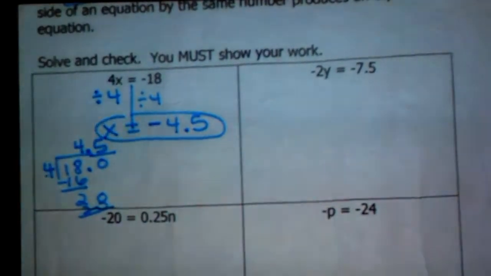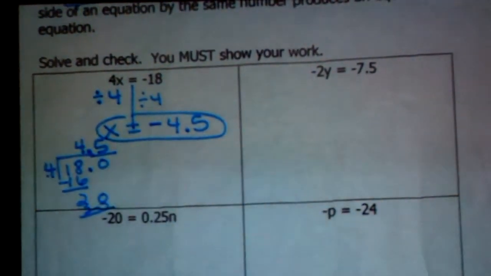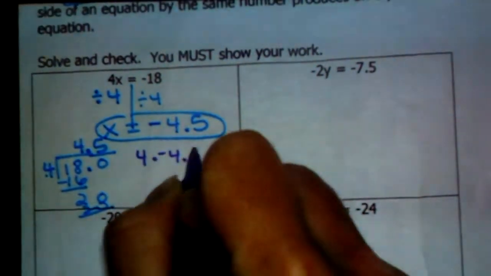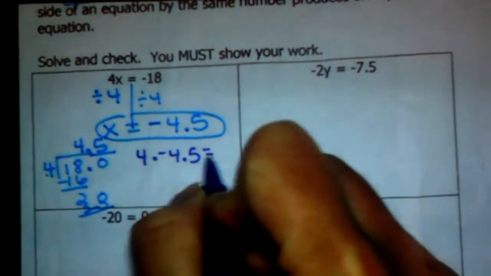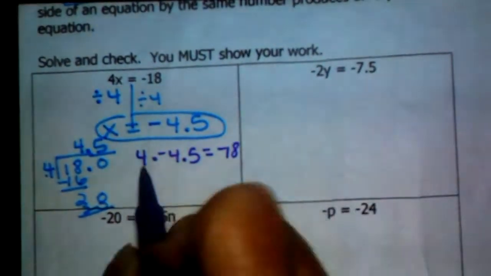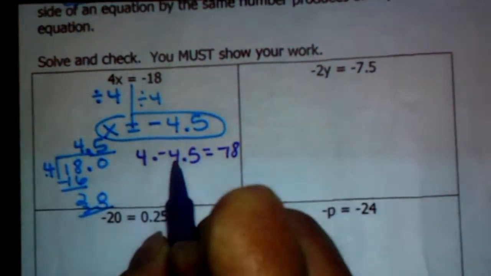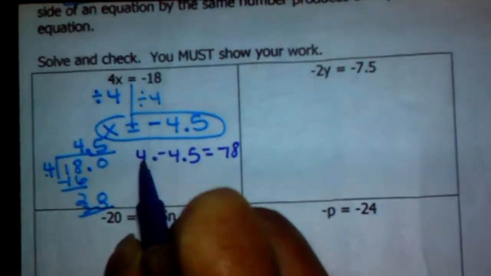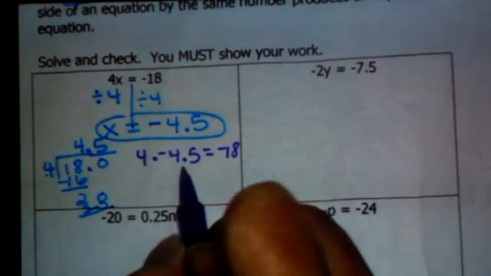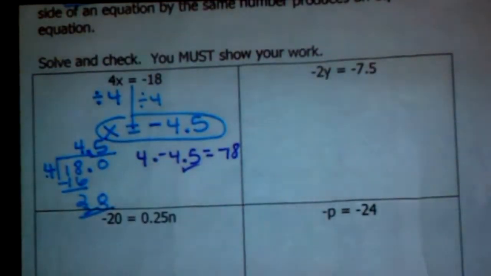To check to make sure that this is right, you would just plug it back in there. 4 times negative 4.5 should equal negative 18. I know that 4 times 4 is 16, and if I have 0.5 4 times, that's another 2. So, hey, it's right. Don't just take my word for it.